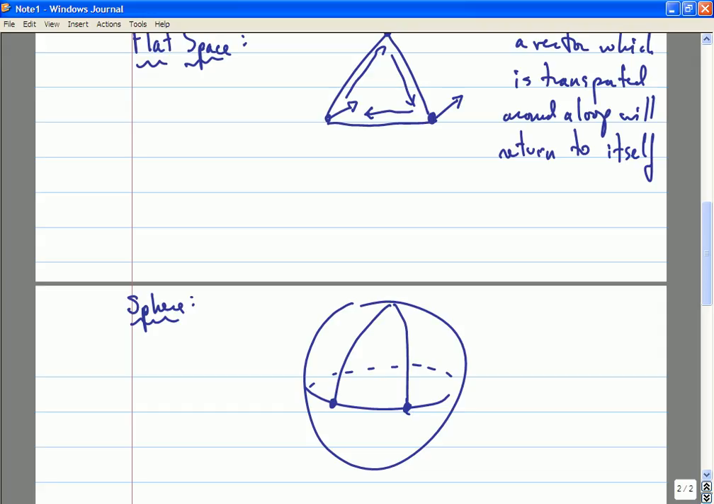So let's see that explicitly. Let's imagine that we start at this point over here with a vector that is parallel to the geodesic. Then when you transport that vector along the great circle, it will remain parallel to the geodesic. So it'll look like something like that. And then you can transport it back down to the equator, so it looks like that. And then by the time you get back to the original point, the vector does not come back to itself, but rather it comes back to itself rotated by some angle.